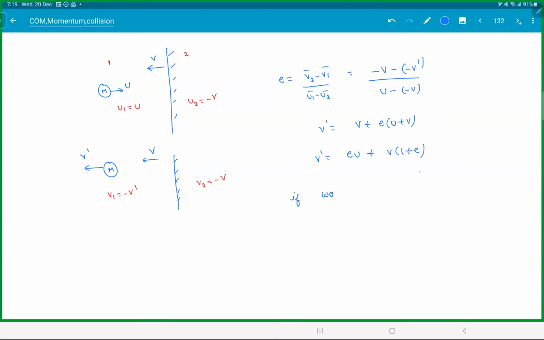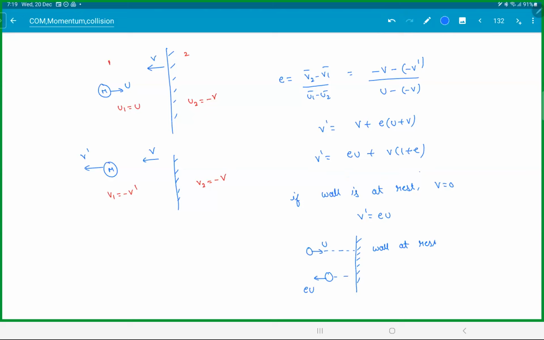If the wall was at rest, the V term would be 0, then V dash would be EU. This is quite a useful one. So if you have a wall at rest, if you hit the wall with speed U, you'll bounce back with the speed of E times U. Keep that in mind, helps. So when you hit a wall with U, you'll come back with EU if the wall is at rest. Wall is moving, then this is the more general formula.